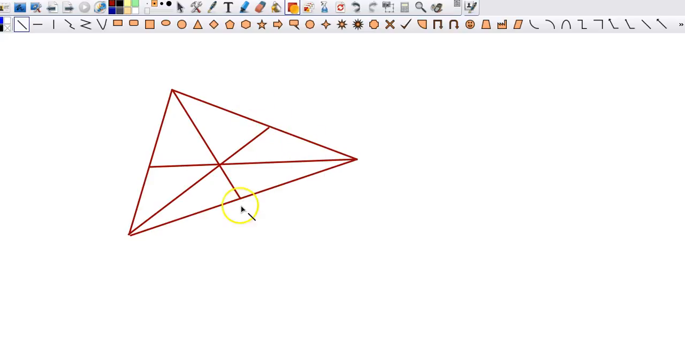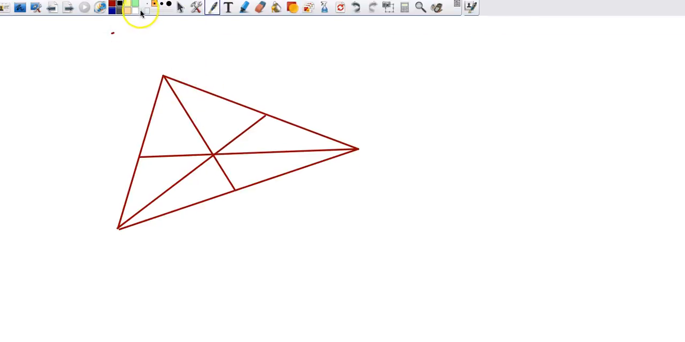Now, they're not going to hit the midpoints of the sides, but what's going to happen is this angle right here is congruent to that angle. These two angles are congruent to each other, and these two angles are congruent to each other. Okay, this is called an angle bisector. You'll notice that they are concurrent. In other words, they all three meet at the same point. That point's called the incenter.